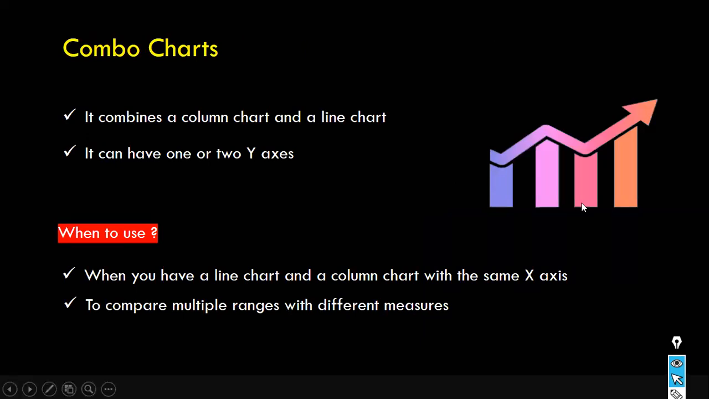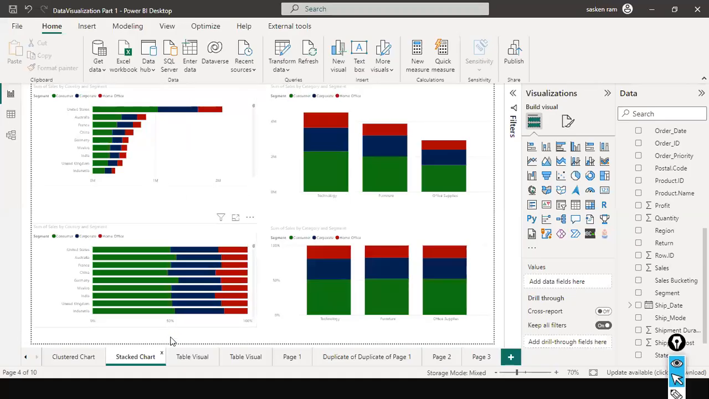Next one is the combo chart, which is a very interesting one. As the name suggests, it is a combination chart. Okay, it combines the column chart as well as the line chart. It can have one or two y-axes. When can I use it? When you have a line and a column chart with the same x-axis. The x-axis is common for two different y values. Then you can go for combo charts. You can compare multiple ranges of different measures. I'll just show you the combo charts here.